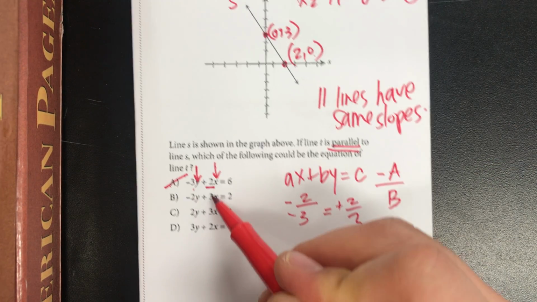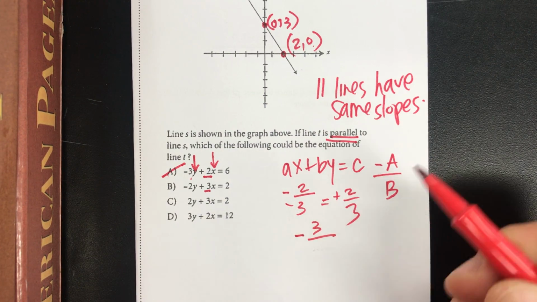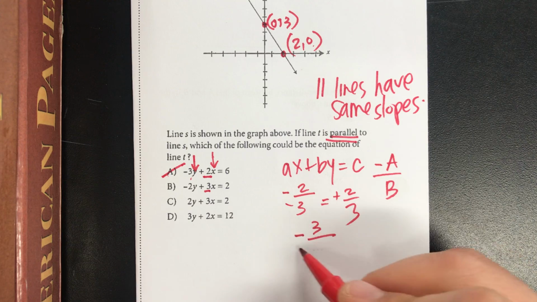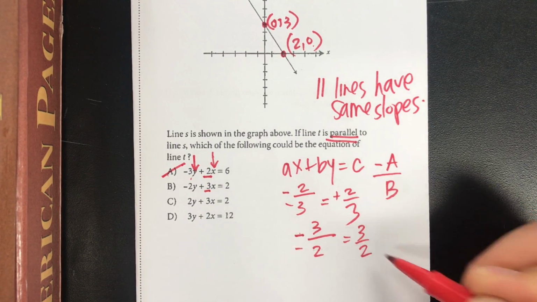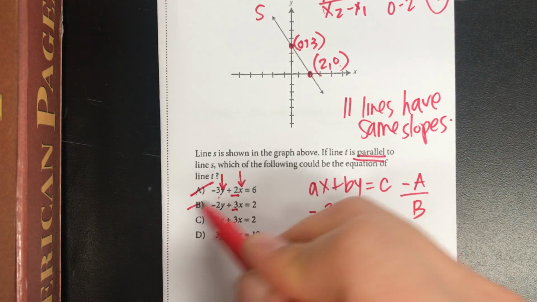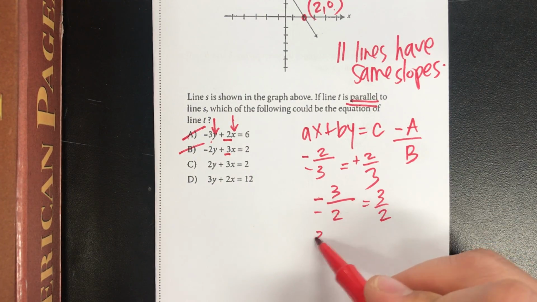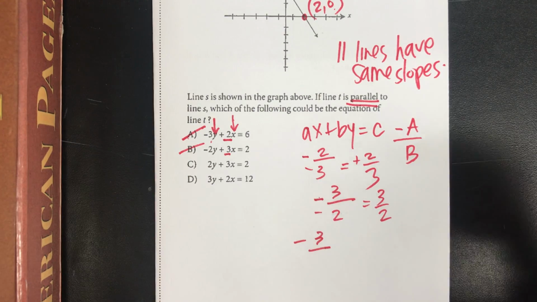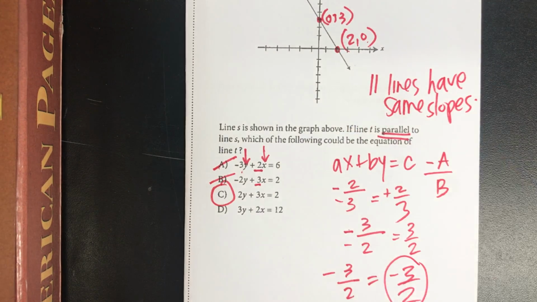Okay, let's find the slope of this one. The a is 3, and then the b is negative 2. The negative and the negative cancel out to equal positive 3/2. This one is not negative 3/2. Take that one out. Okay, then let's try this one. The a is 3, and then the b is 2, so negative 3 over 2. That's the same slope. C is your answer.